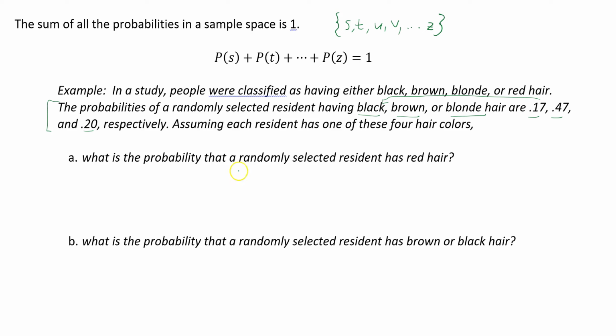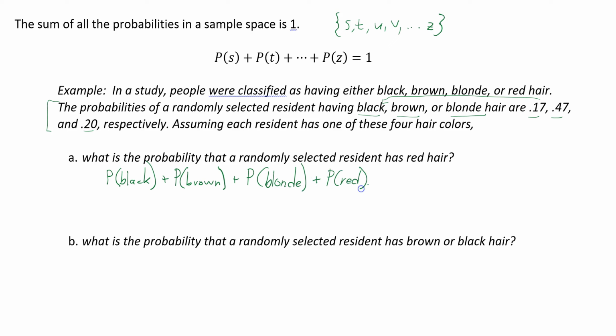What is the probability that a randomly selected resident has red hair? Well, the problem didn't tell me the probability of red hair, but it does tell me that there are only 4 colors that this problem had. There was black hair, there was brown hair, blonde hair, and red hair.